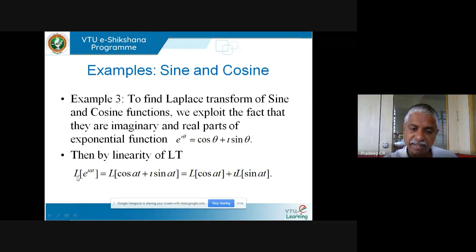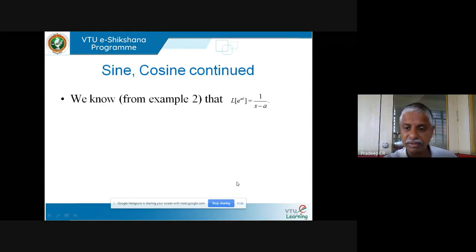Somehow, if I can find this and break it up into real and complex parts, then this is the real part and this is the complex part. So the real part of Laplace of e power iat is L of cos at, and the complex part of L of e power iat is L of sin at. I will have found L of cos at and L of sin at together in one go. So how to do this? Here I am giving you the details.